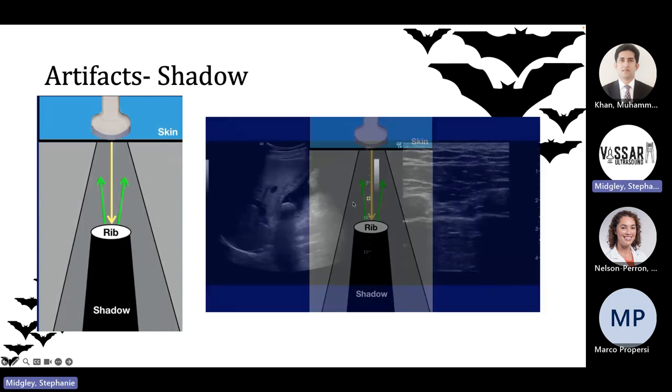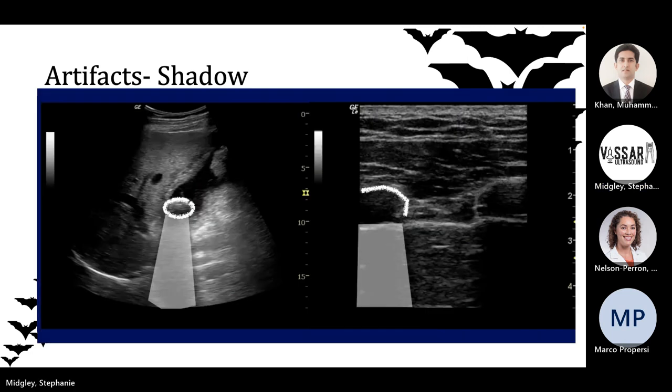Shadowing, we sort of did already, right? It's the complete absence of knowledge of what's going on behind it. It's like if you're in a black room and you have a flashlight and there's a pole in the middle of the room and your flashlight hits the pole, the pole will light up, but you're not going to be able to see anything behind that pole. Same thing here. And again, it's a nice clue that it's a stone or a bone that you're looking at.